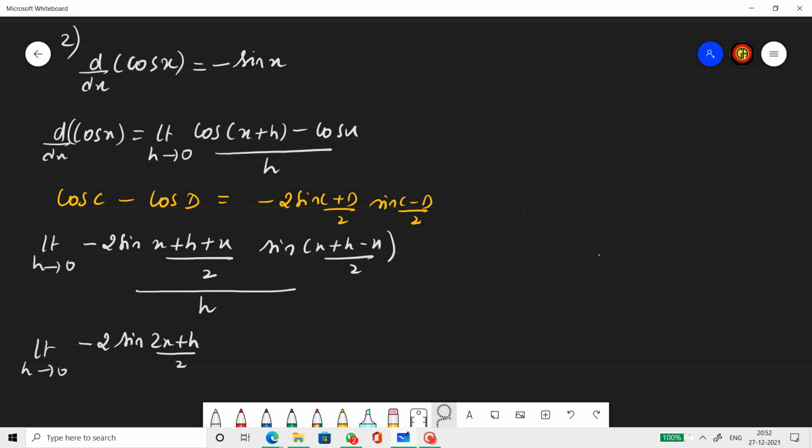Don't extend the division like this. This will put the whole sum in a wrong place. The entire sum will go wrong. So be very careful, the by is only for 2, only for the numerator of 2x plus h. So therefore, this will become sin h by 2 by h.